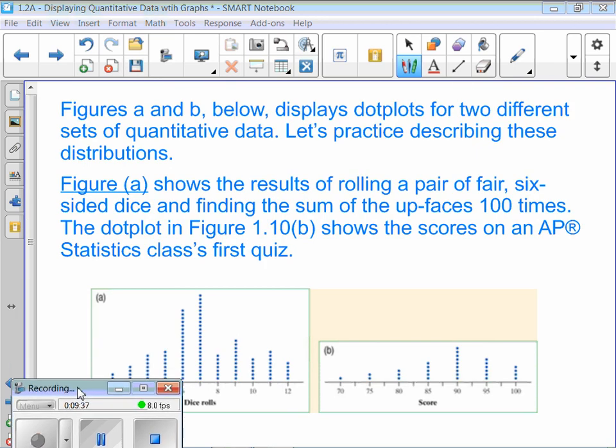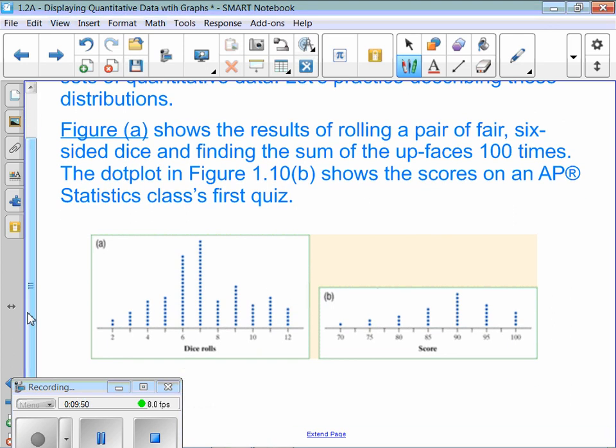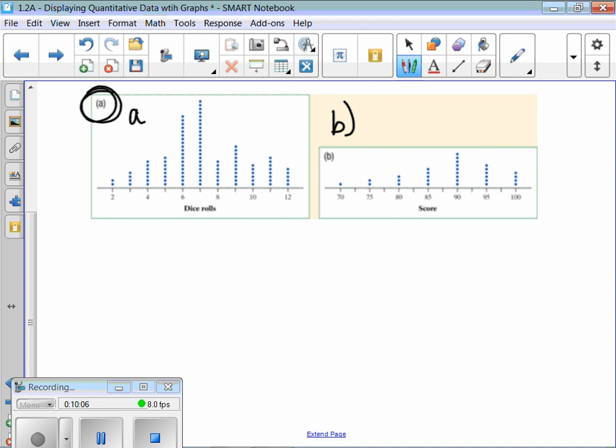So let's practice it. We've got 2 dot plots for different sets of quantitative data. Describe the distributions. Figure A shows the result of rolling a pair of fair 6-sided dice and finding the sum of the up faces 100 times. So this right here is A. That's the dice. And B shows the scores on an AP Statistics class final quiz. So here's B. So we have to describe our SOCS. What does S stand for?